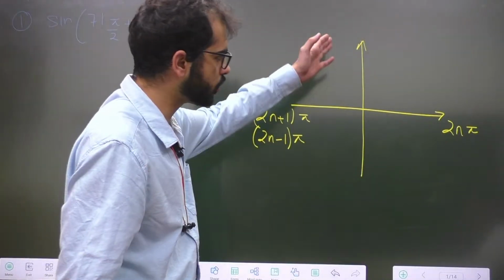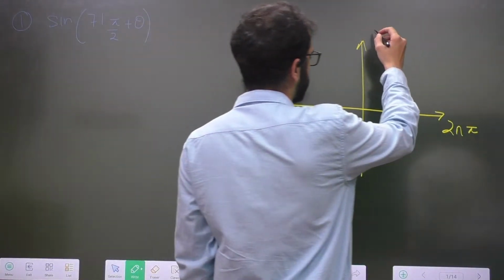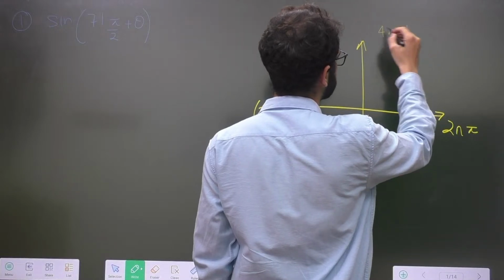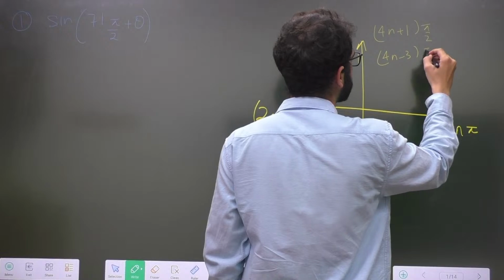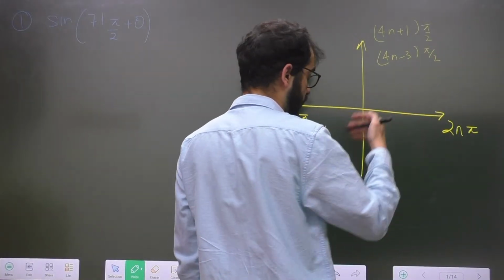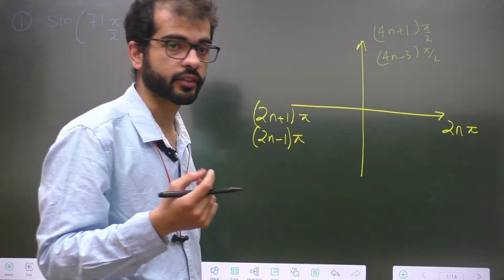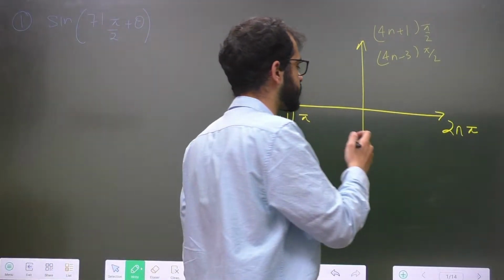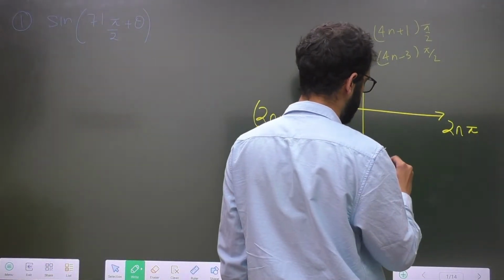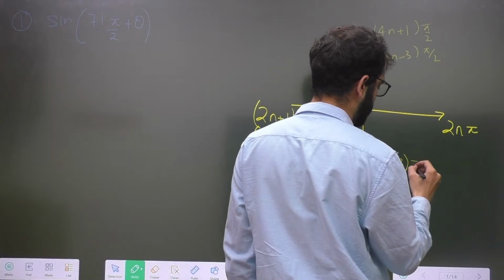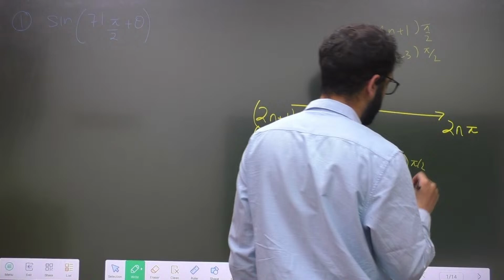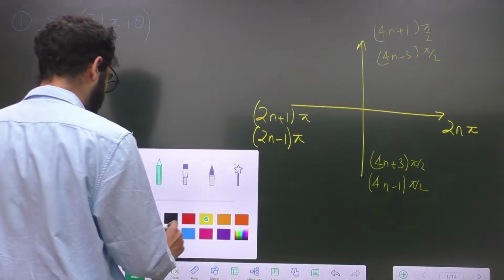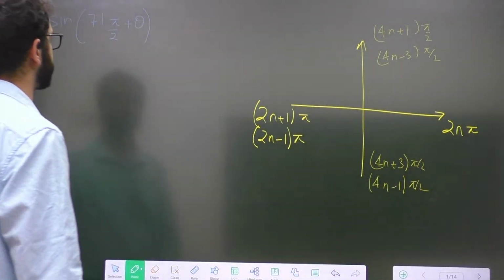If I am talking about the vertical axis, that is when the angle is going to be 4n plus 1 pi by 2, which can also be written as 4n minus 3 pi by 2. And if I am talking about the negative y-axis, then the angles are going to be referred to as 4n plus 3 pi by 2 or 4n minus 1 pi by 2. So remembering what we studied, I am going to solve this question.